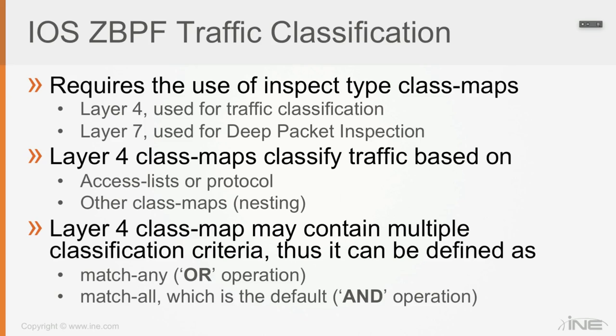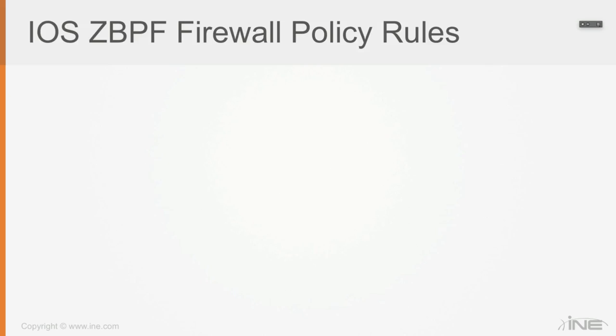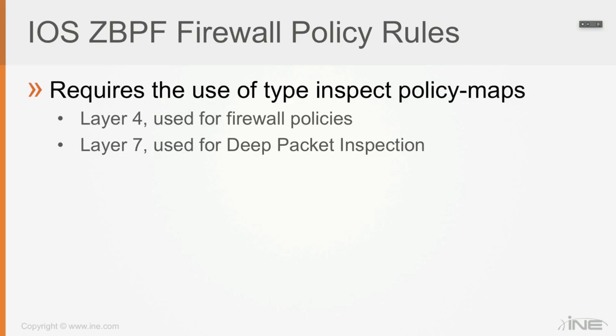Now once we match, we classify the traffic, we want for each class map to tell the router what to do with that traffic, with each kind of traffic. And when we define the firewall policy rules, this requires the use of inspect type policy maps. And likewise, we have two of those. Layer 4 used for firewall policies, like stateful or not stateful firewall inspections, or layer 7 used for application inspection or for deep packet inspection. Likewise, for the moment, we're going to focus on the layer 4 policy maps.